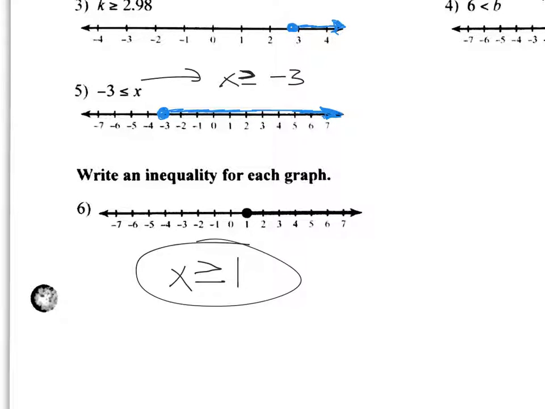and that would be my inequality statement. So again, hopefully this is a review. This is something you've done, but this is considered more of an algebra skill, and no calculators necessary here.